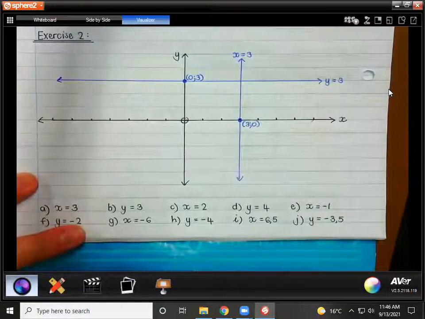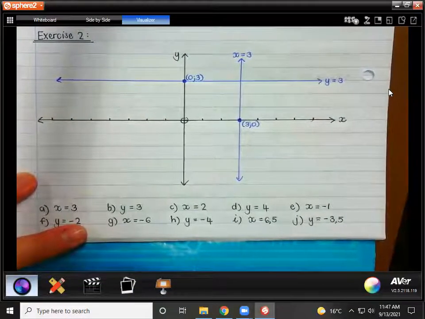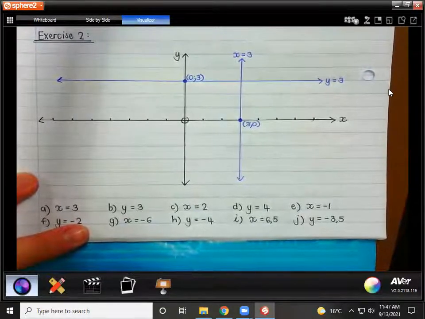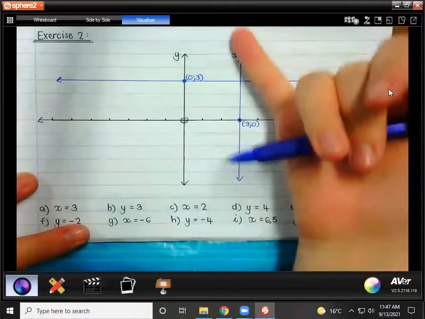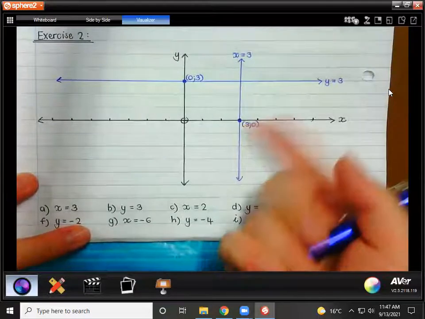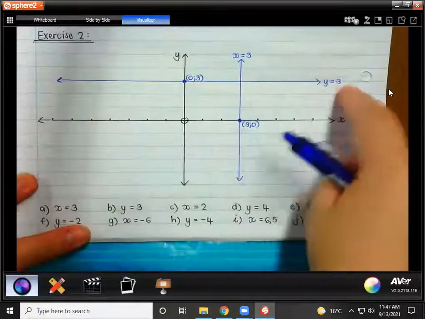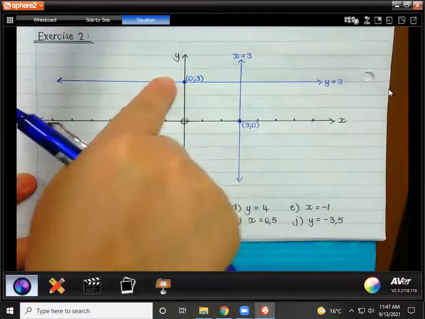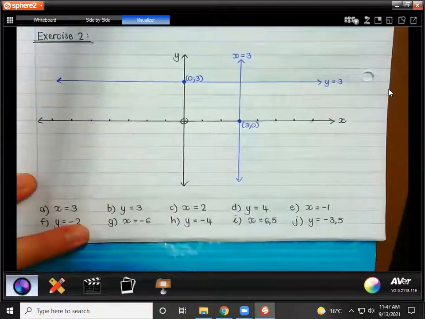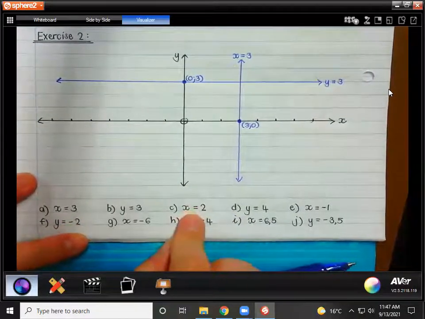So guys, are we seeing the difference between x equals 3 and y equals 3? All right, x equals 3 is a vertical line. It cuts the x-axis at 3. Y equals 3 is a horizontal line. It cuts the y-axis at 3. Okay. I'm going to do this third one with you just quickly.